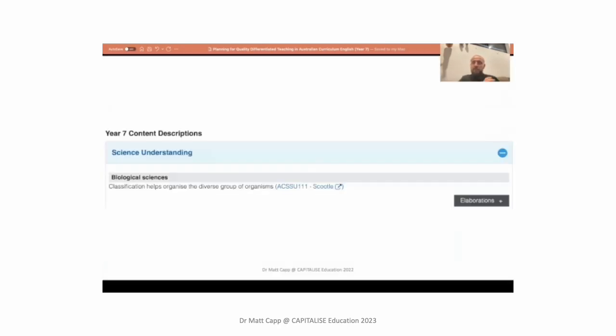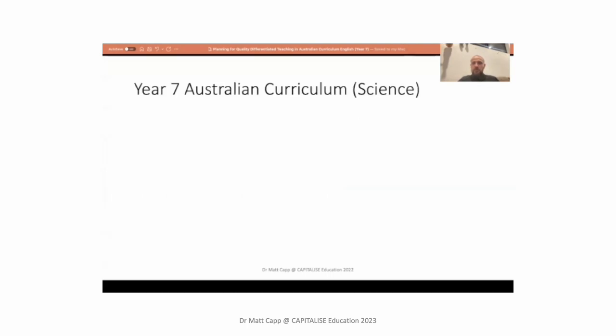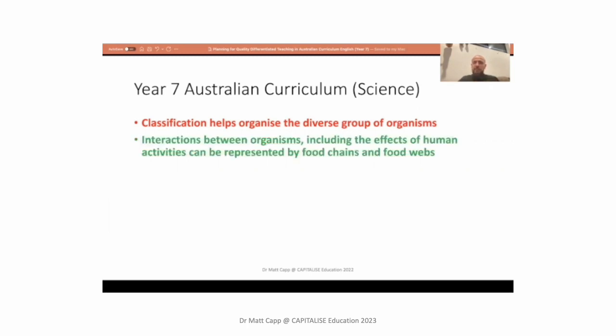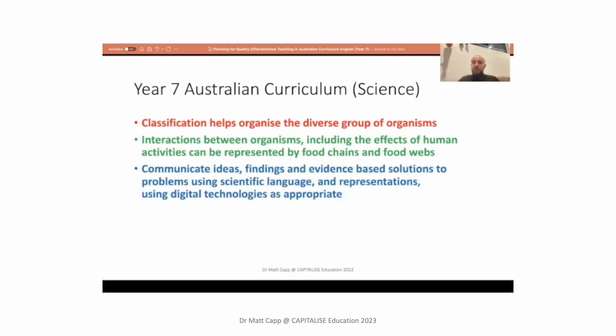So the first step is to go to the Australian curriculum website for science and identify Year 7, go to the content descriptors and identify what the teachers are going to teach the students. When they've identified the content descriptors, it's really important to start to deconstruct those. So in this example video, we've identified a number of content descriptors that we're going to teach and model for the students.